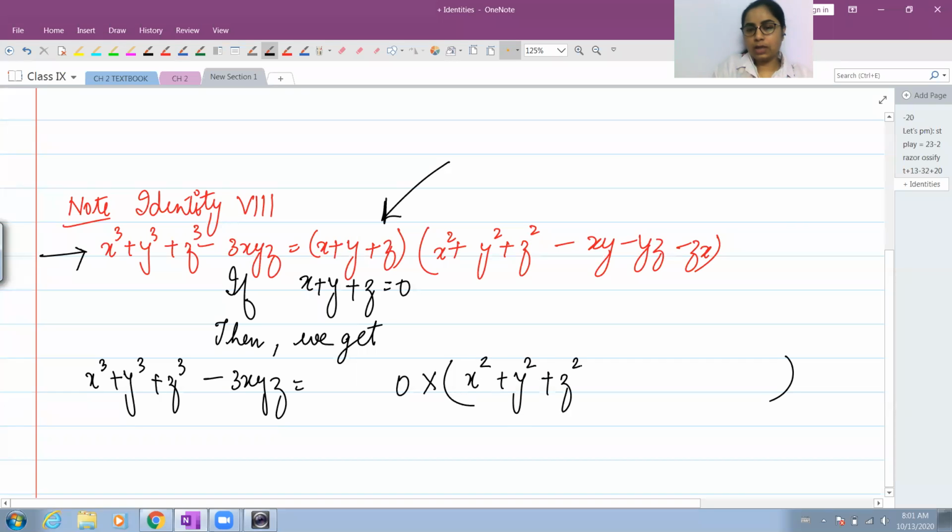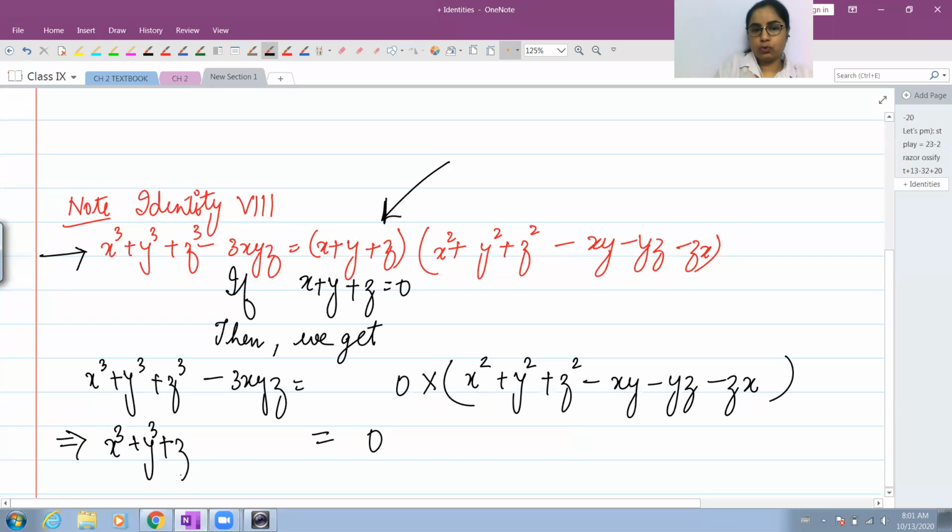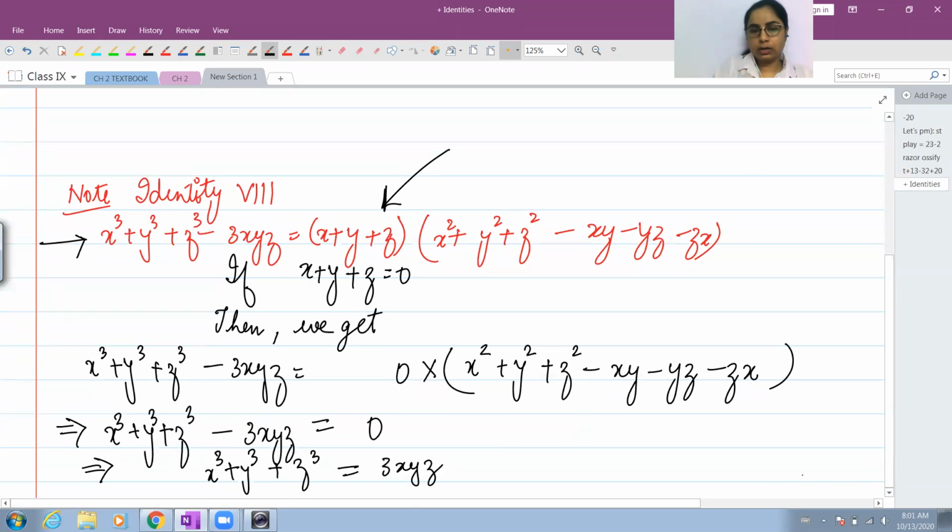So this is what will happen अगर आपका trinomial on the right hand side becomes 0. Now 0 multiplied with any value will be equal to 0. So आपकी identity की value हो गई equals to 0. And from here we can conclude that x cube plus y cube plus z cube is equal to 3xyz. The product term has been transposed to the right hand side.